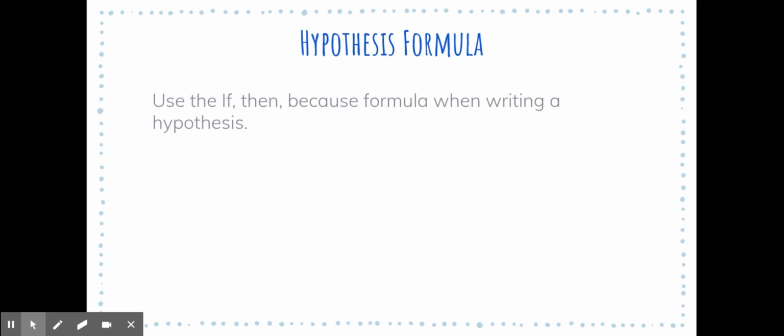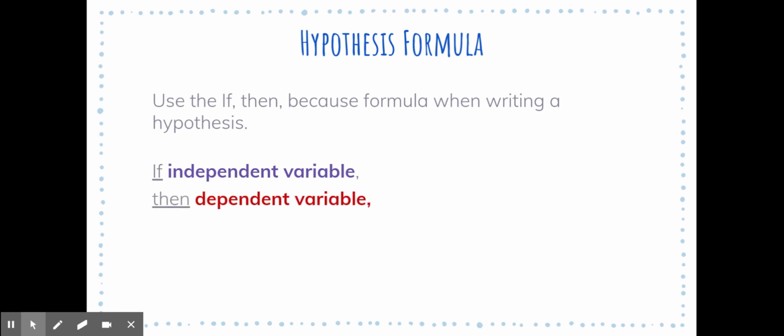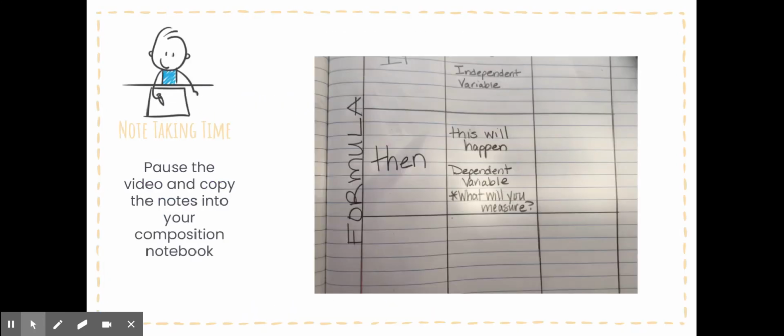The next part of the hypothesis formula involves the then. So if I change my independent variable, then this is going to happen. The then tells the reader what will happen because of the change described in the if statement. This is your dependent variable in the investigation. Let's pause the video and copy your notes into your composition notebook.